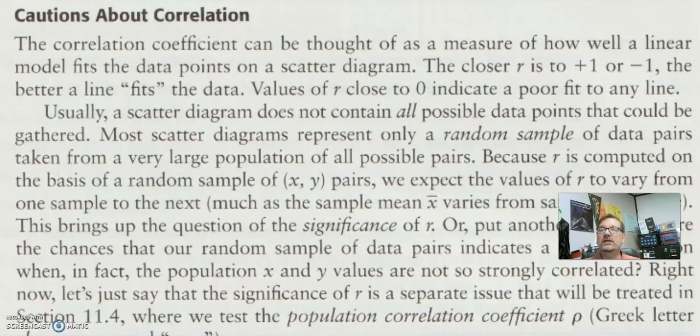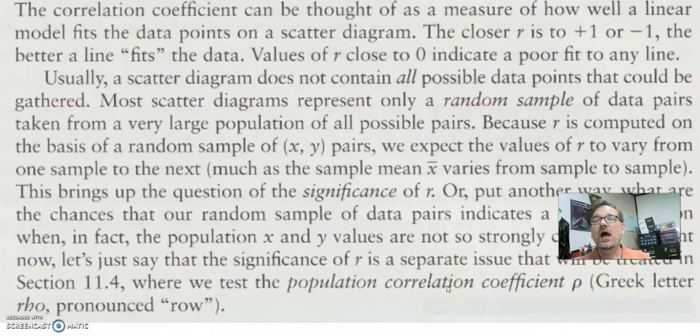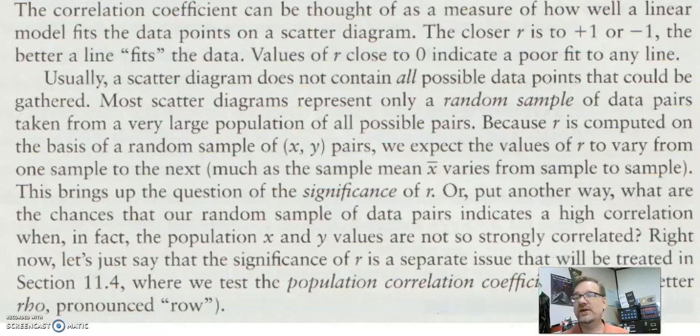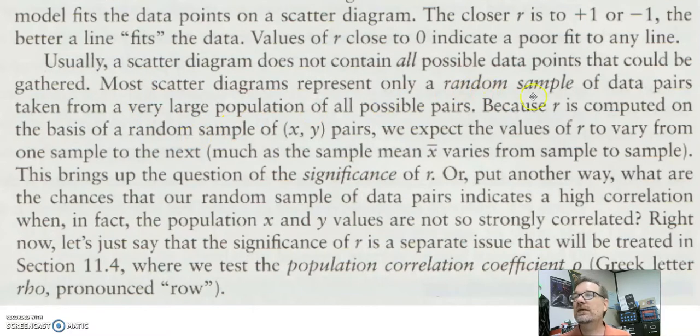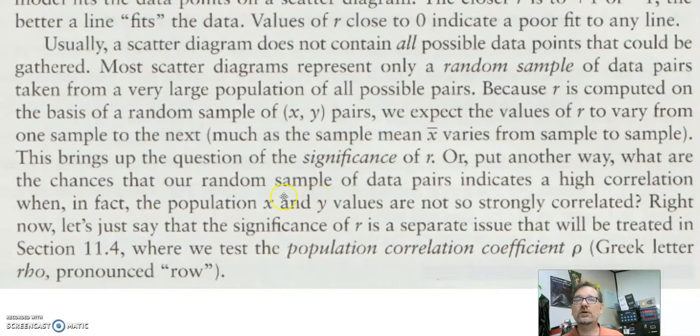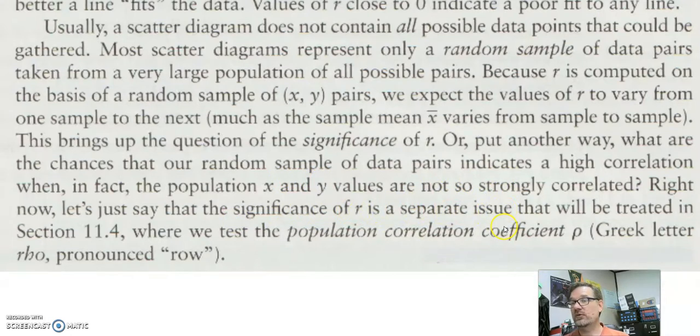Now, correlation can be thought of as a measure, once again, of how well my line of best fit fits to my data. Okay? However, there are some different elements going on, and this is what this is talking about. So I'll let you pause and read it. We get our random samples because it's based on a random sample. So what are the chances that a random sample of data points indicates a high correlation when, in fact, the population are not so strongly correlated?